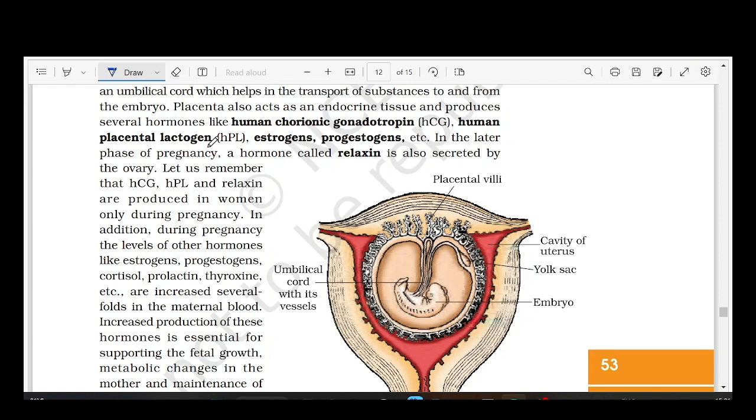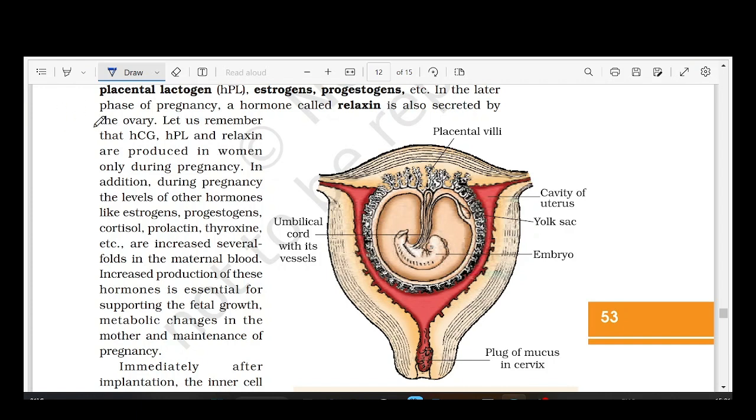Human placental lactogen has a function just like the prolactin from the anterior pituitary. Both the lactogen and the prolactin help in the formation of milk in the mammary gland alveoli. And the estrogen and progesterone, as you know, are not only released by the ovary, but if pregnancy occurs, then instead of the ovary, the placenta starts releasing these hormones. In the latter phase of the pregnancy, a hormone known as relaxin is also secreted by the ovary. As you know, relaxin is secreted by the ovary as well as the placenta, right?